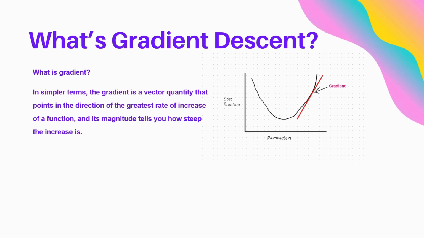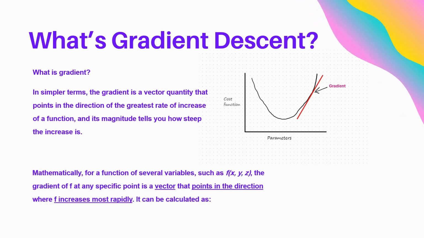Let's understand it with the help of this plot. This is a plot of cost function versus parameters vector. We have a cost function with three different parameters; when we say parameters here, we mean all three different parameters. If you see the red line, it is a tangent at the point where we want to calculate the gradient. This gradient represents the direction of the steepest increase of the function at this point. This is what is called a gradient.